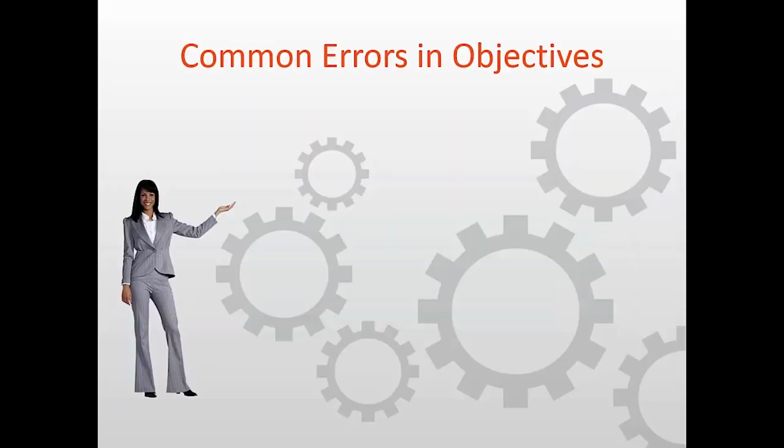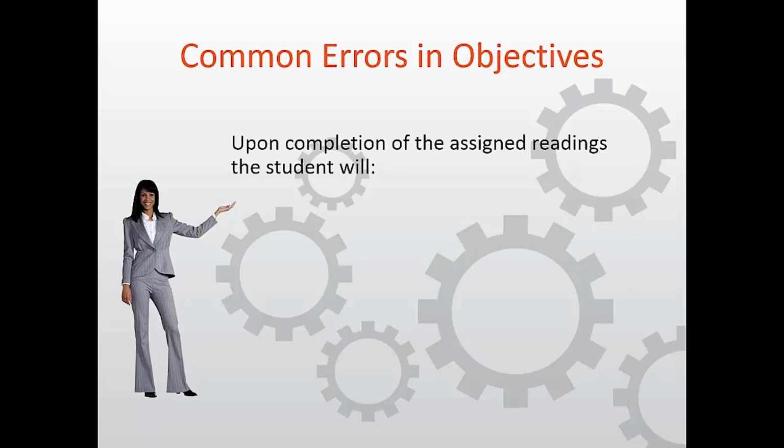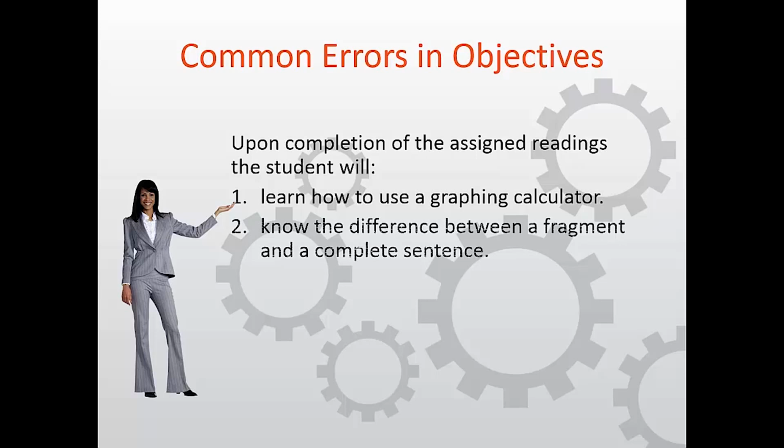Here are some common errors and pitfalls while writing our objectives. Upon completion of the assigned readings, the students will learn how to use a graphing calculator. What level is learn? To beef it up, maybe we could say the learner will demonstrate how to use a graphing calculator given specific problems. The student will know the difference between a fragment and a complete sentence. What does that mean? What level is know? How about the learner will construct complete sentences from a list of fragments?